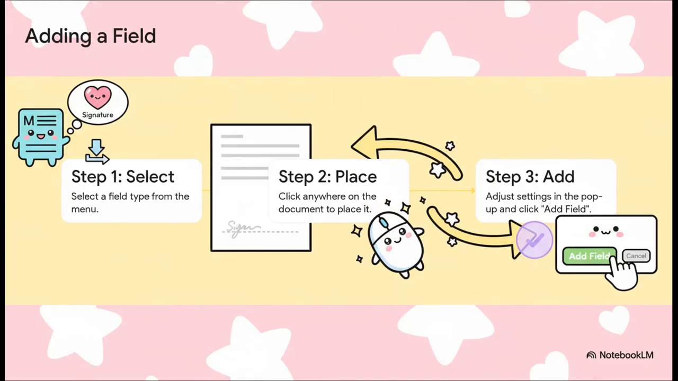And placing a field is this super intuitive 3-step dance. First, over on the side menu, you pick the type of field you need. Let's say we'll start with a signature field. Second, your cursor will change and you just click right on the document exactly where you want that signature to go. And third, this little settings box appears. We'll dig into those settings a bit later, but for now you just click Add Field, and just like that, an interactive box is now sitting on your document.